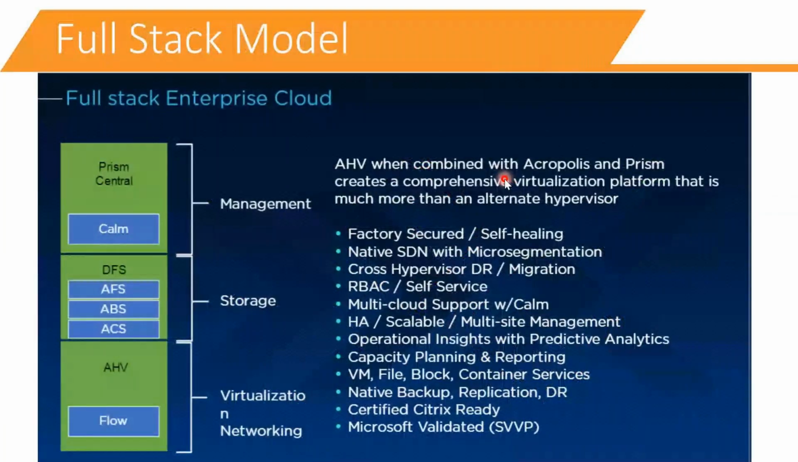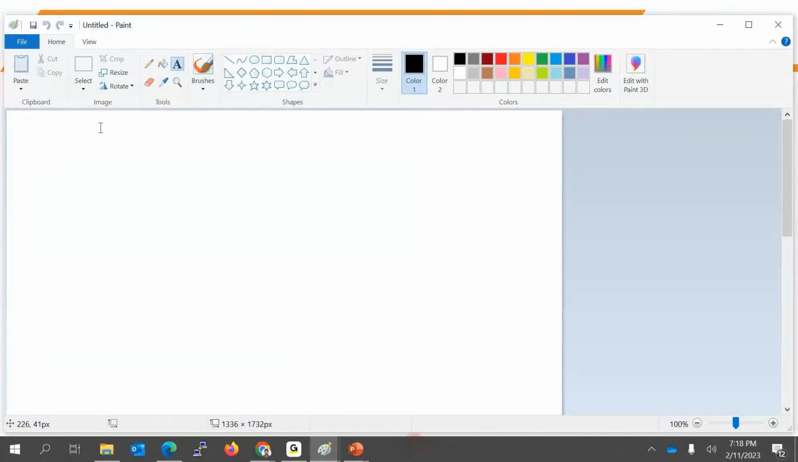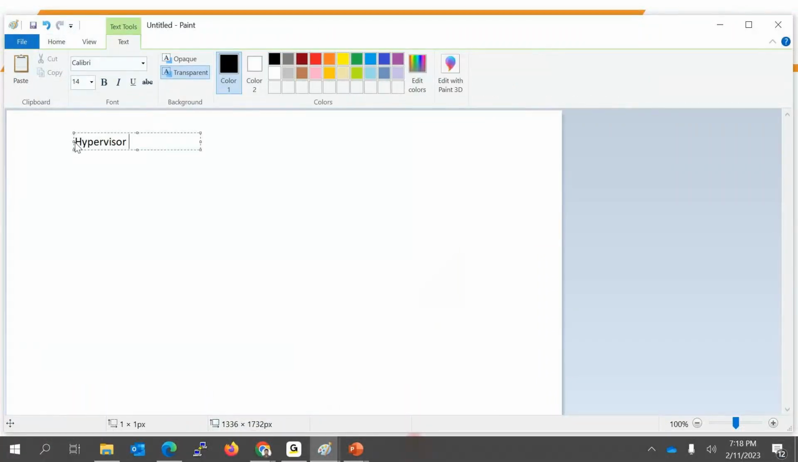So again, the name of the hypervisor is AHV. It is the Nutanix hypervisor, and it also supports ESXi and Hyper-V. So on the hypervisor side, this is the one.